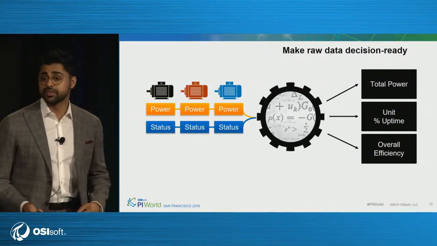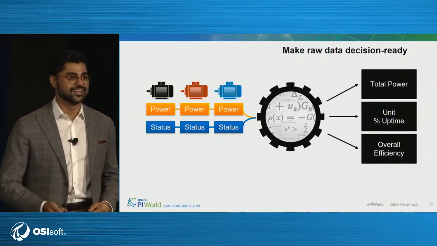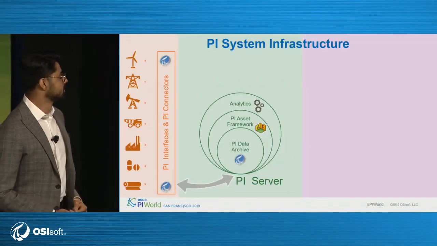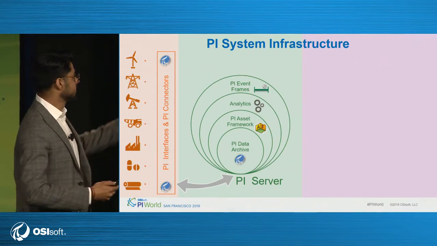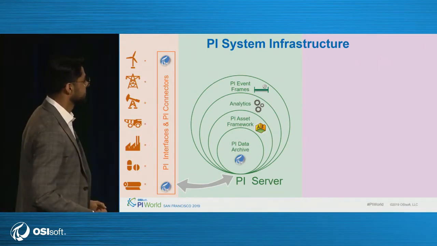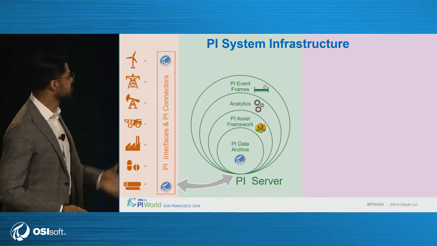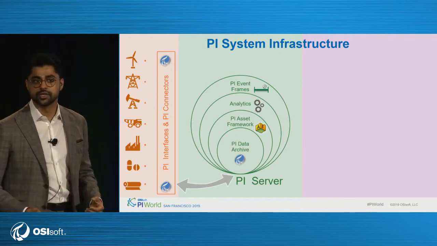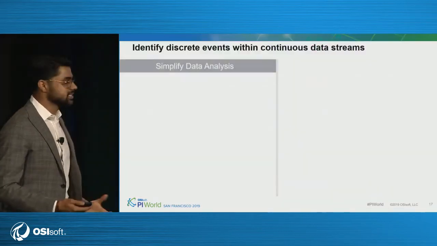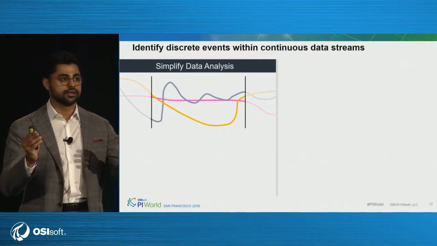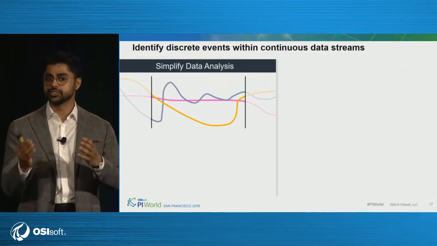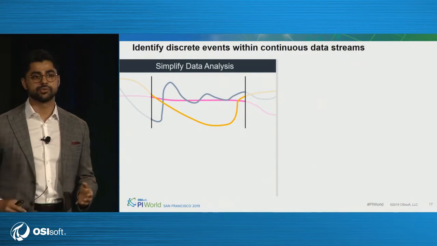Let me also briefly talk about event frames in this example. That's where PI Event Frames come in. They sit within the Asset Framework category, and we build upon our architecture. Event frames basically give you the ability to earmark periods that you're interested in within the steady stream of data that you're collecting.